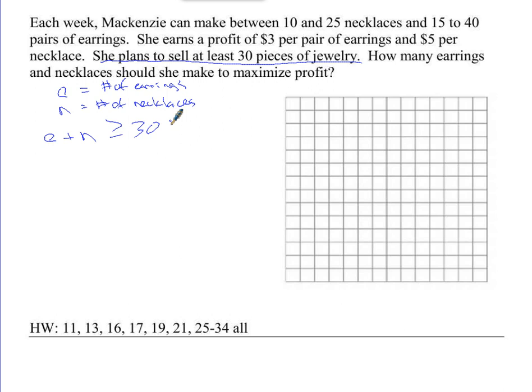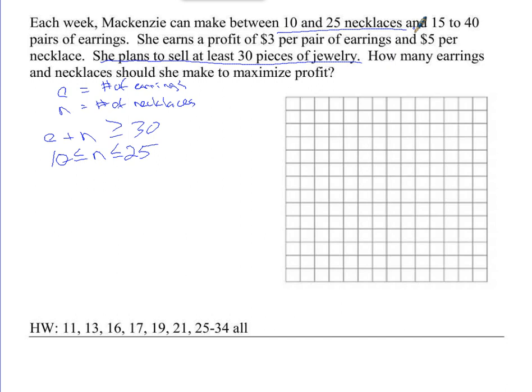Okay, so necklaces have to be between 10 and 25. How can I write that? Good. N is sandwiched somewhere between 10 and 25. N is greater than or equal to 10. N is less than or equal to 25. And that takes out the necklaces part. What else?